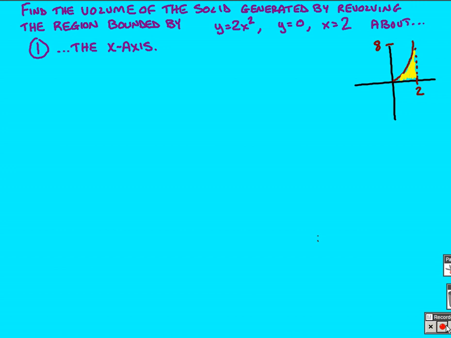Alright, your volume test tomorrow, here's your review. What's going to happen is we're going to have one function, one region here that we're going to rotate amongst a bunch of different areas, a bunch of different axes of revolution.